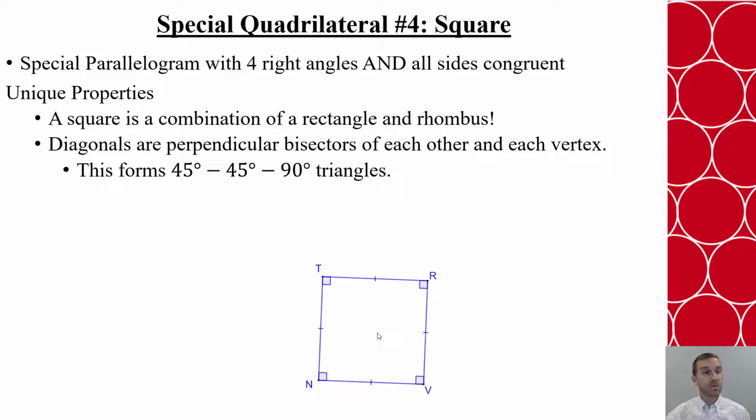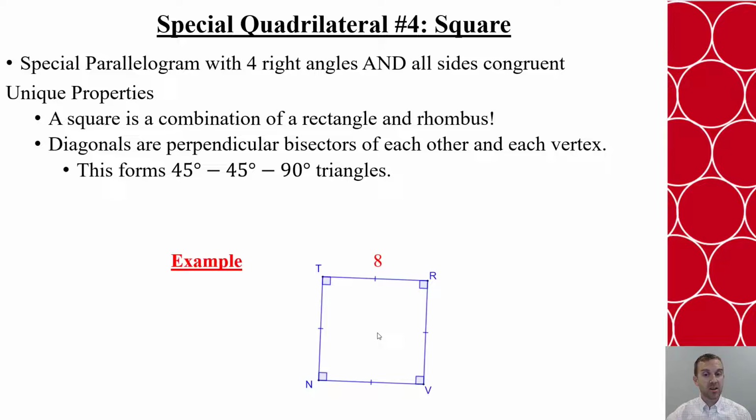And this is a special parallelogram that has 4 right angles and all sides congruent. In essence, a square is a rectangle and a rhombus combined. So what this does is it makes the diagonals be perpendicular bisectors of each other and of each vertex, thus constructing a 45, 45, 90 triangle in each case.